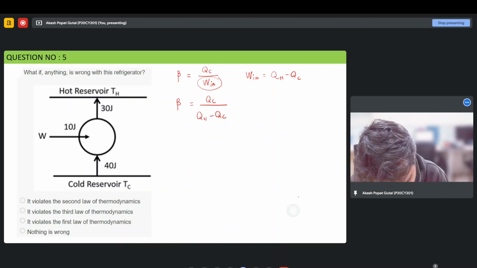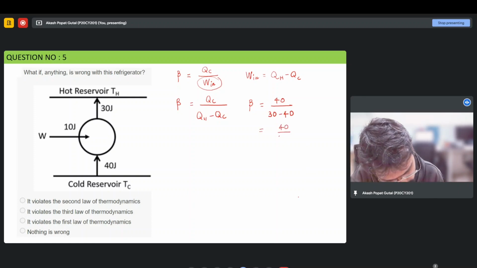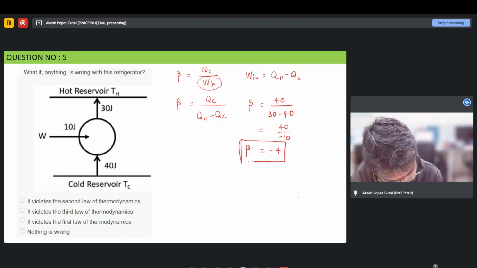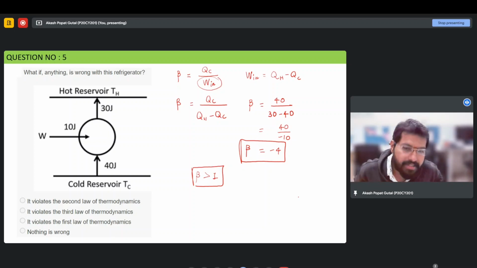If you calculate this coefficient of performance beta, we get QC is 40 joules, QH minus QC, QH is 30 minus 40. And if you find this, it comes out to be minus 10, which gives minus 4. The answer, beta, is minus 4. But we know that beta must be greater than 1. So beta for any refrigerator is actually greater than 1. And for the ideal refrigerator, it is 1.